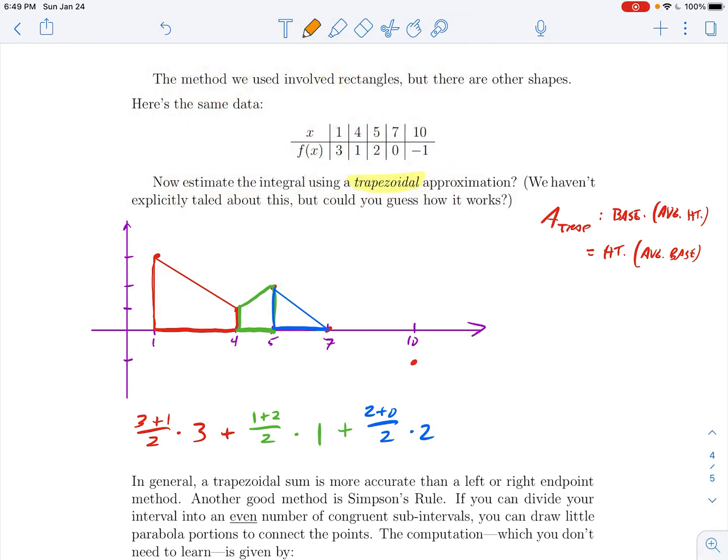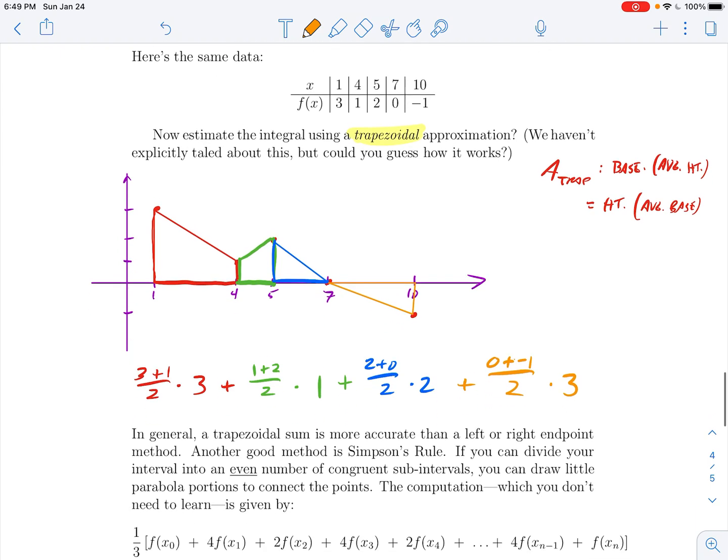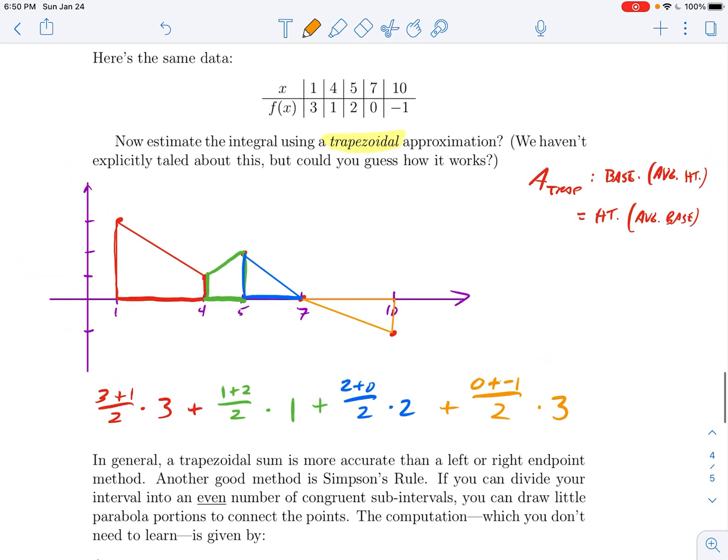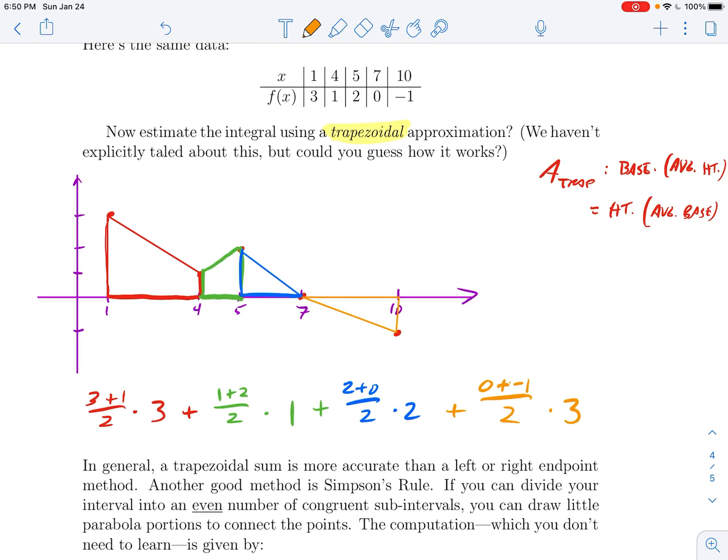And our last one here goes below, and we're not doing pure area. We are estimating an integral, so negatives stay in there. So this last one is 3 units wide, and the average of our two function values is 1 plus negative 1 over 2. So this would be our trapezoidal approximation.